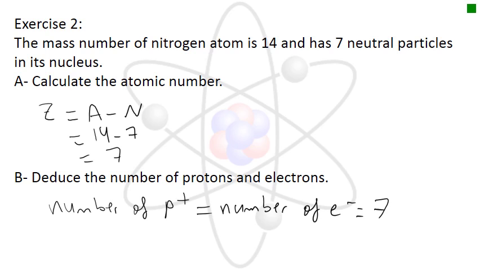Okay, exercise 2. The mass number of a nitrogen atom is 14 and it has 7 neutral particles in its nucleus. A, calculate the atomic number. A minus N. Okay, continue. Yes, very good. 14 minus 7 equals 7. B, deduce the number of protons and electrons. The number of protons and the number of electrons equal Z. How much? Equals 7. Very good.